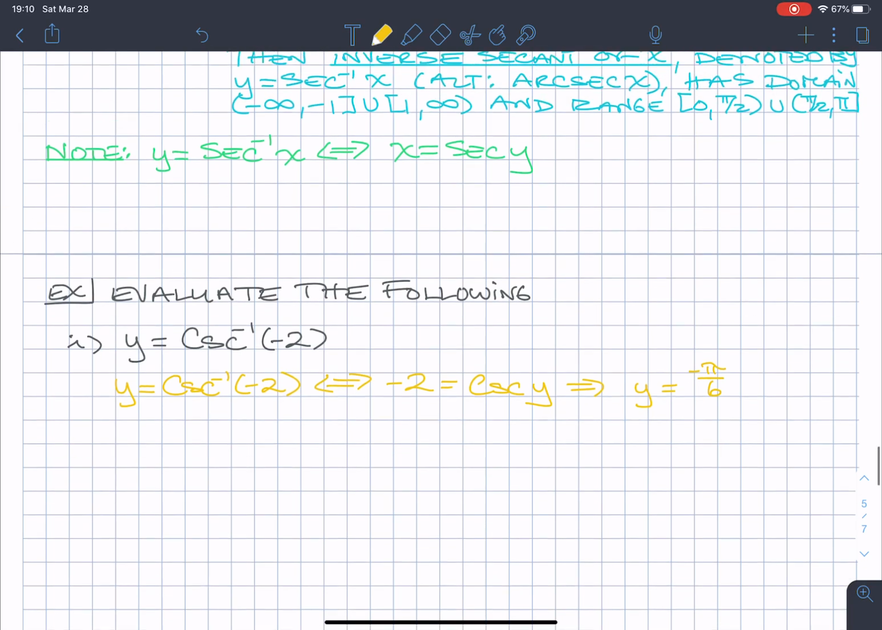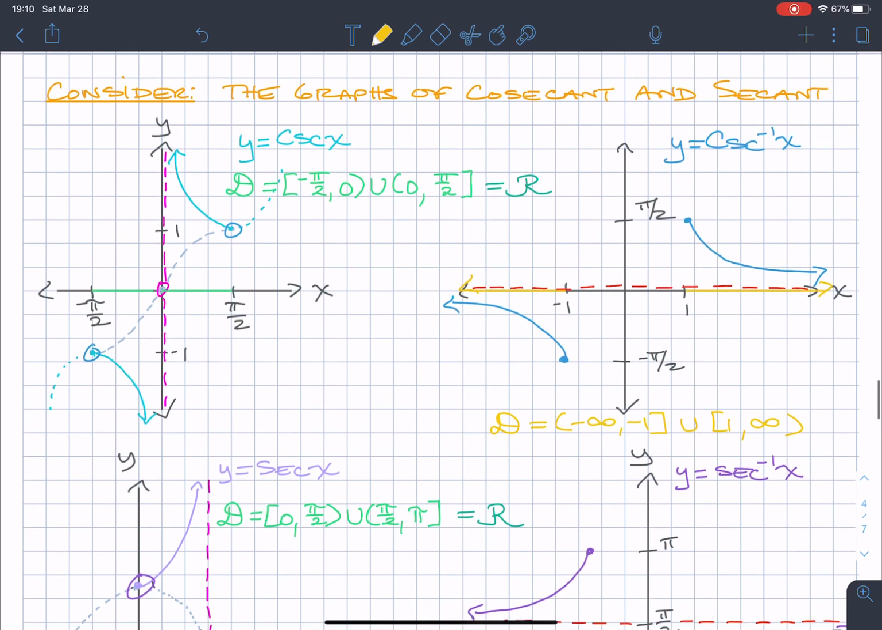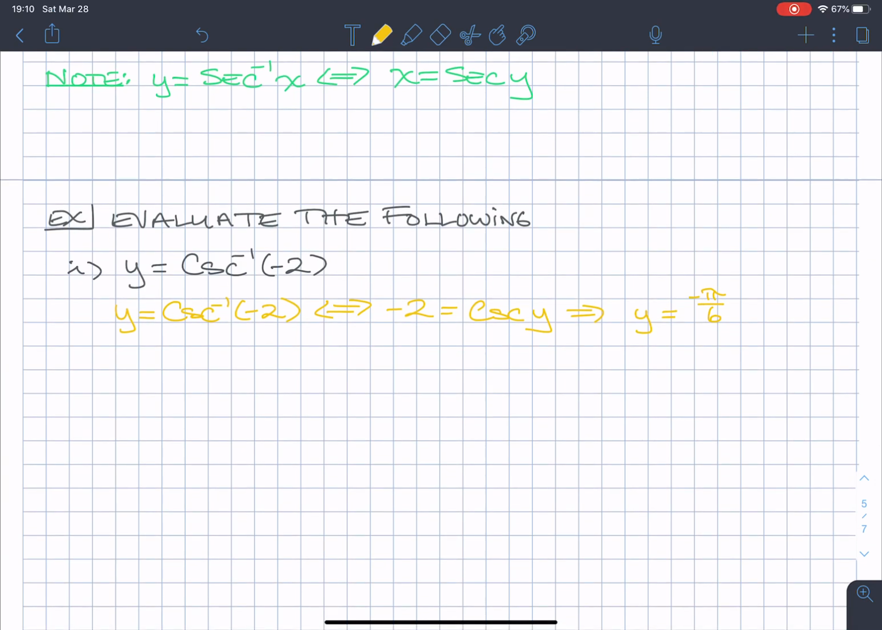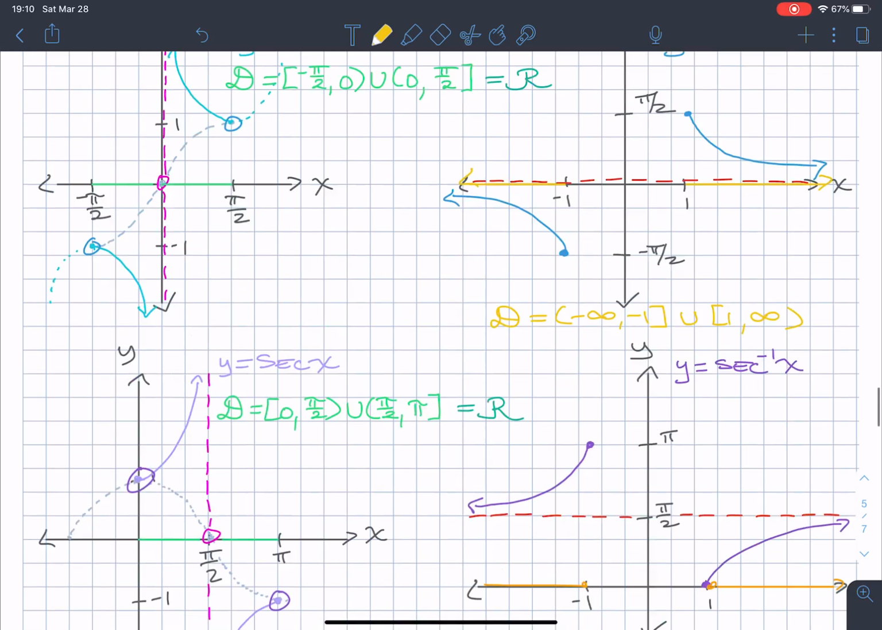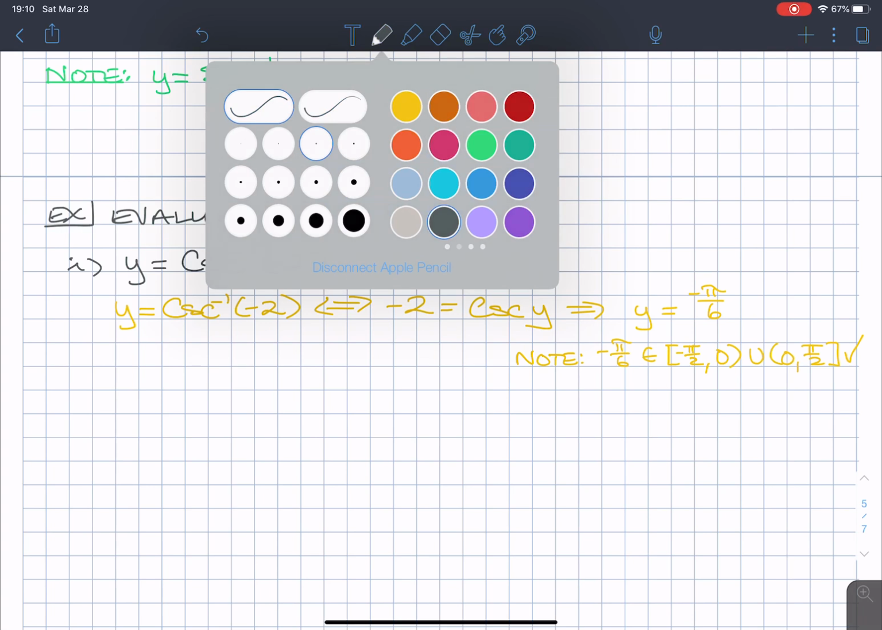And is that in between where cosecant is invertible? Between negative pi over 2 and pi over 2 without 0. So let's note that negative pi over 6 is indeed in the interval between negative pi over 2 inclusive, excluding 0, to positive pi over 2, so we're set, check mark. Okay, let's just do one more. I think you guys get the idea.